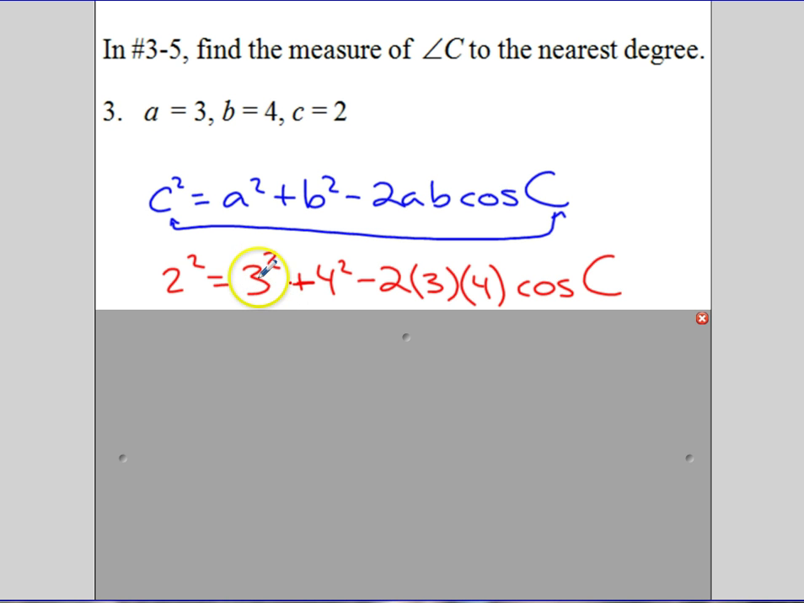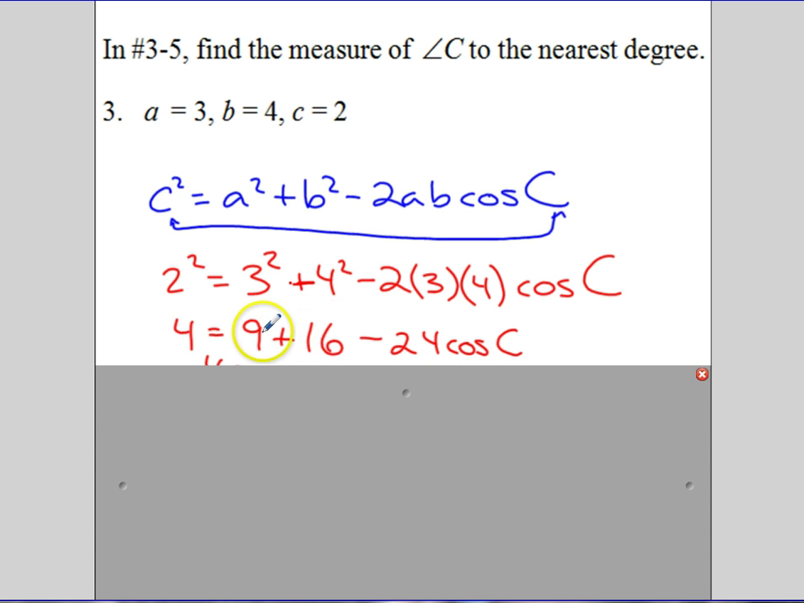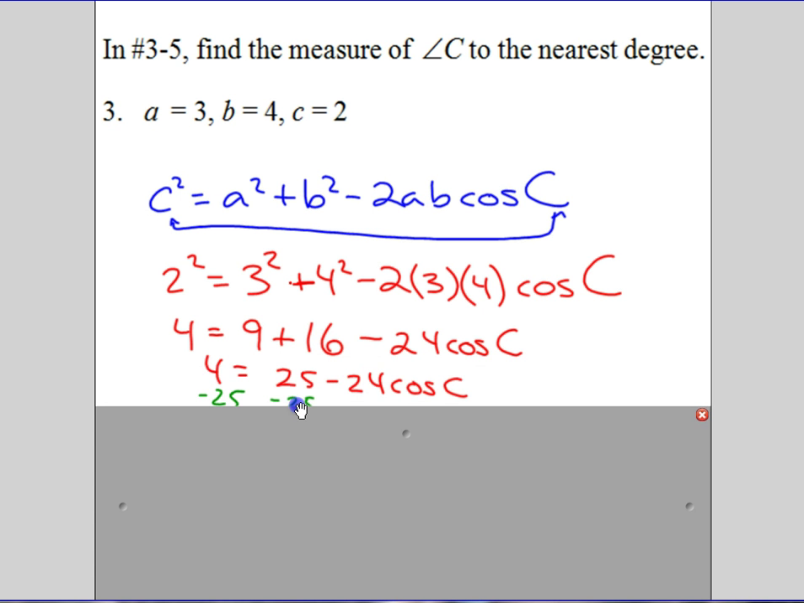We have to square the 3 and square the 4, then we have to multiply negative 2 times 3 times 4. Looks like this, right? 9 plus 16 minus 24 cosine C. Okay, when you multiply 2 times 3, it's 6. 6 times 4 is 24. Now, 9 plus 16 obviously is 25.